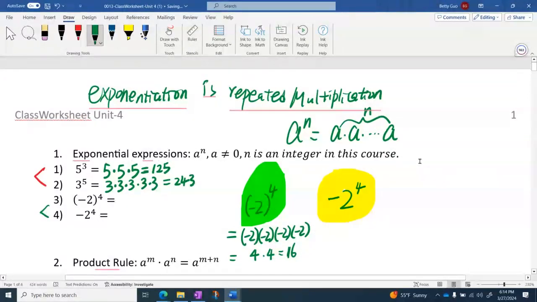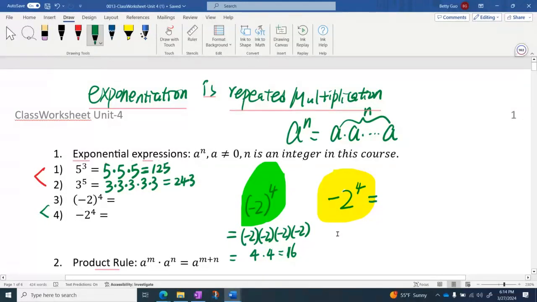And the yellow one is different. In the yellow expression, the negative sign is not part of the exponential expression. Unlike the green one, in the green one, the negative sign is part of the base. The base is -2, not a +2. But in the yellow one, the negative sign is not part of the exponential expression.